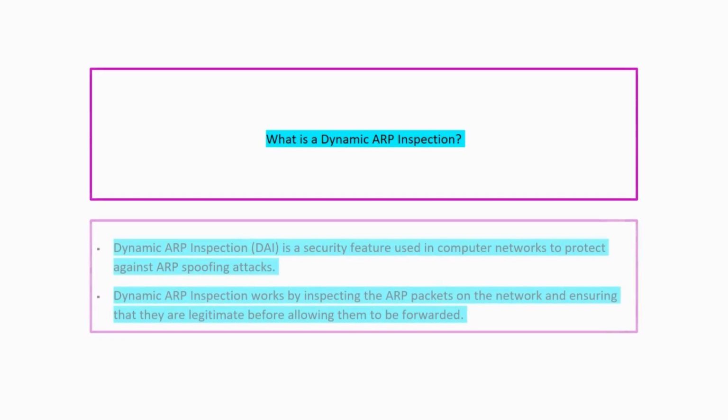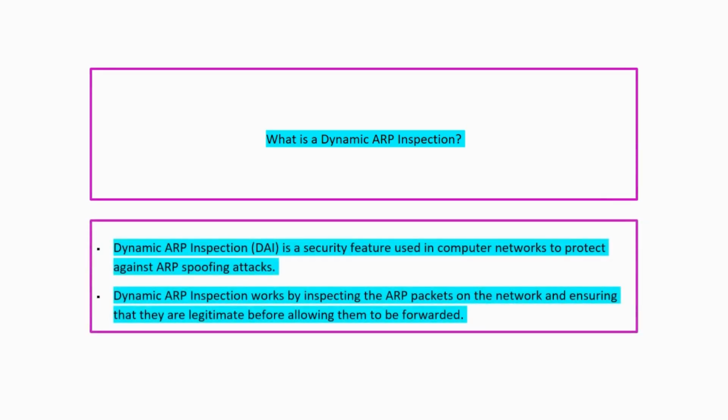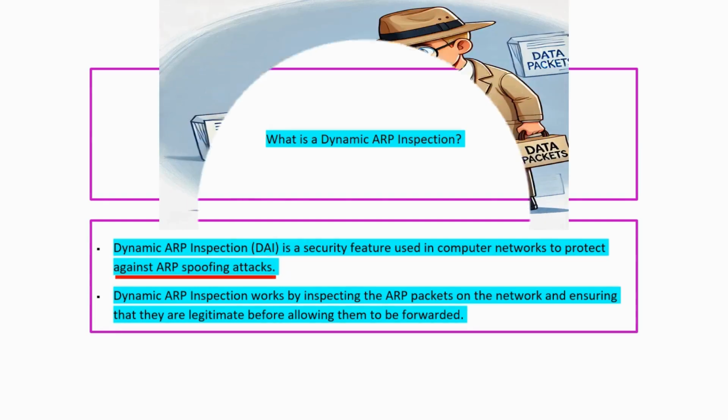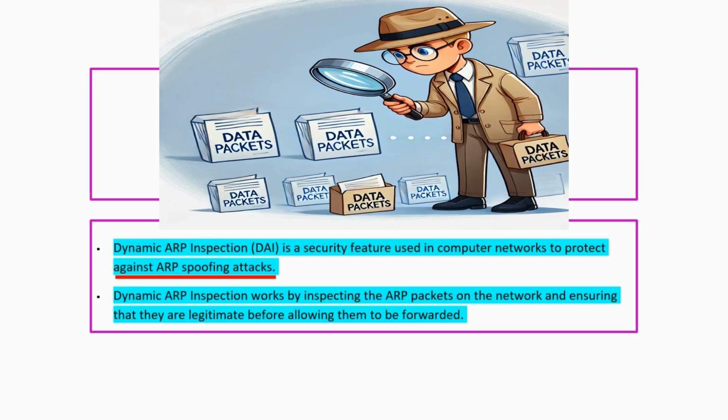Now let us understand what is dynamic ARP inspection. It is a security feature used in computer networks to protect against ARP spoofing attacks. It works by inspecting the ARP packets on the network and ensuring that they are legitimate before allowing them to be forwarded.